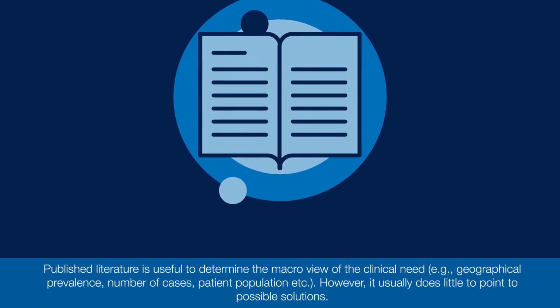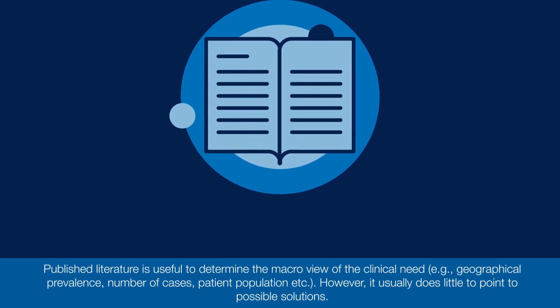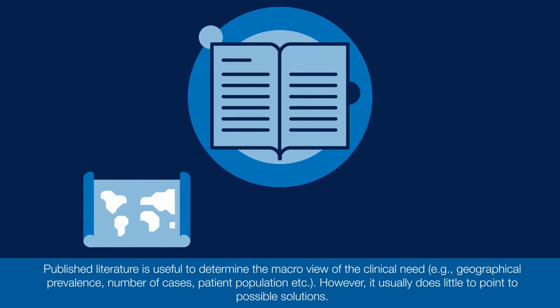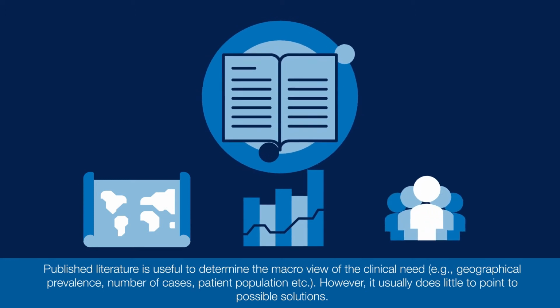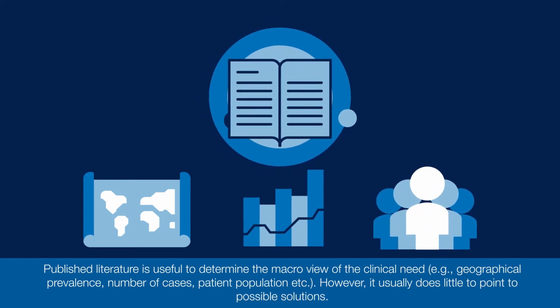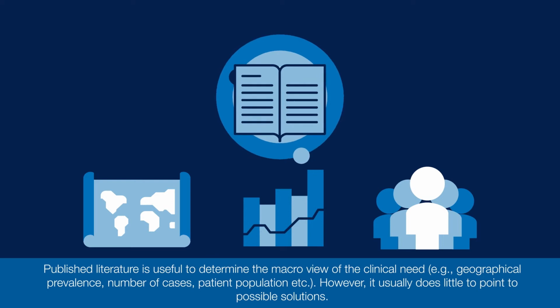Published literature is useful to determine the macro view of the clinical need. For example, geographical prevalence, number of cases, patient population, and so on. However, it usually does little to point to possible solutions.